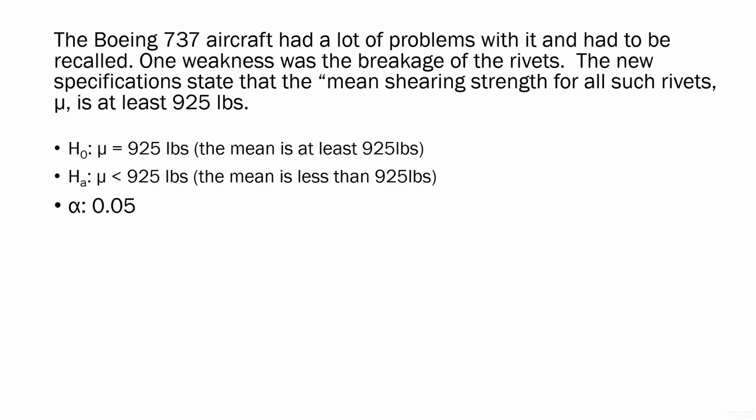So let's write out our null hypothesis. It's going to be that the population mean is equal to 925 pounds. So it's at least 925 pounds, no change, no change, no change. Now, the problem is that anytime we get rivets that have a mean less than 925 pounds, we see aircraft accidents. So our alternative hypothesis here is that the mean is less than 925 pounds. And we're going to use an alpha of 0.05, which translates to a 5% significance level. If you're not given alpha, just assume it's 0.05 because it is the most statistically used one that you'll get.